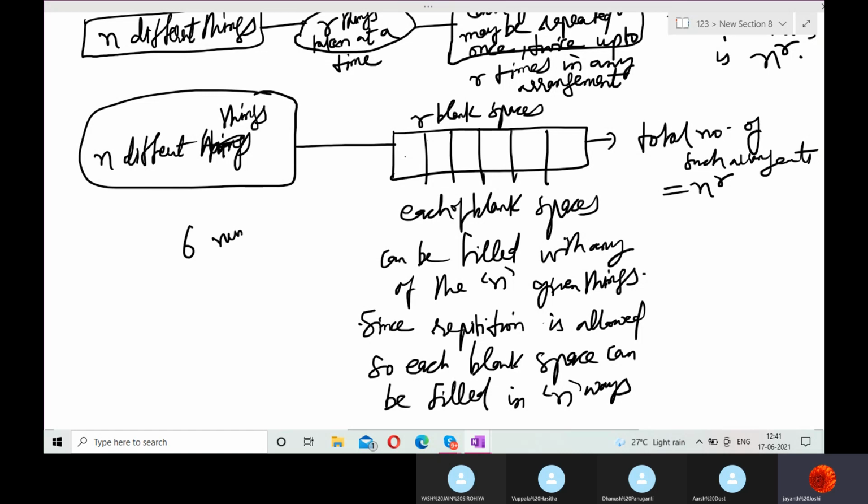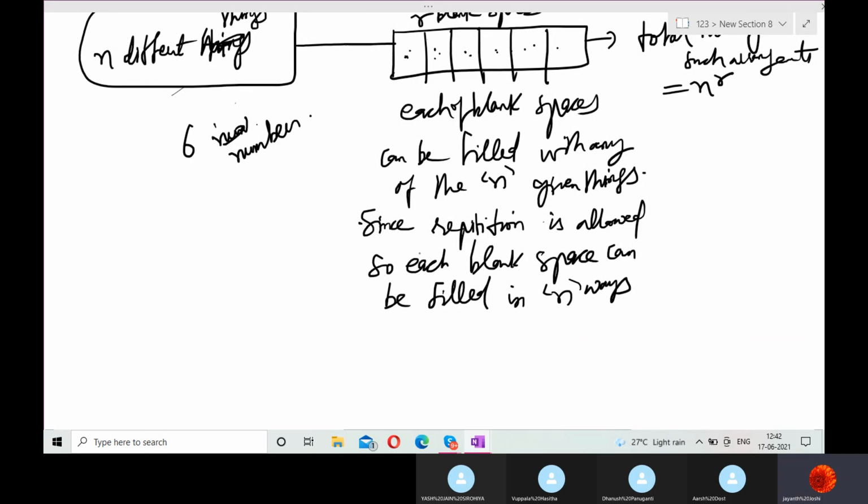Suppose you have 6 numbers. You can take any number in each place. How many numbers are there? 6 numbers. And how many blank spaces can you see? 1, 2, 3, 4, 5, 6. So 6 power 6. Each blank space can be filled with any of the n given things. I can fill this particular column with 6 numbers, this column with 6 numbers, and this column with 6 numbers. Now take this question and tell me the answer.